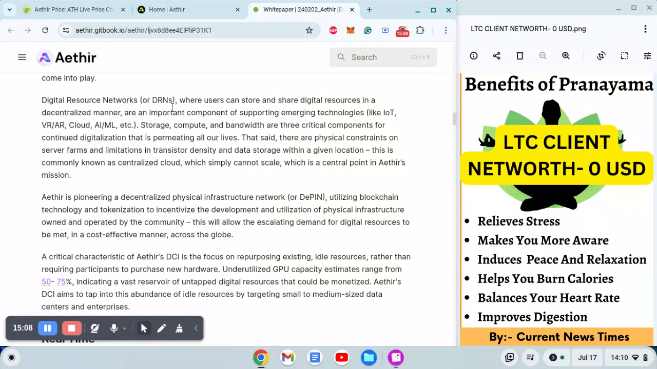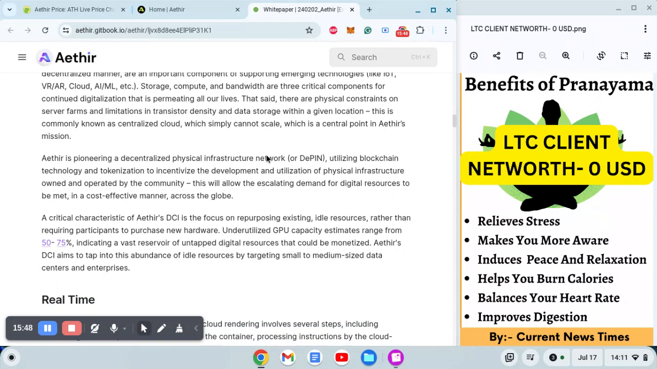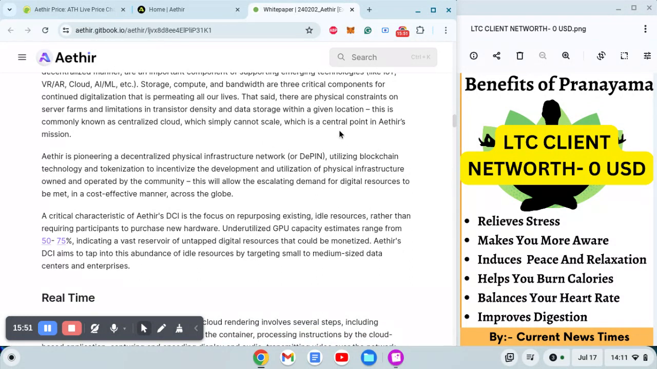Digital resource networks or DRNs, where users can store and share digital resources in a decentralized manner, are an important component of supporting emerging technologies like IoT, VR, AR, cloud, artificial intelligence, machine learning, etc. Storage, compute, and bandwidth are three critical components for continued digitalization that is permeating all our lives. That said, there are physical constraints on server farms and limitations in transistor density and data storage within a given location. This is commonly known as centralized cloud, which simply cannot scale, which is a central point in Aethir's mission.